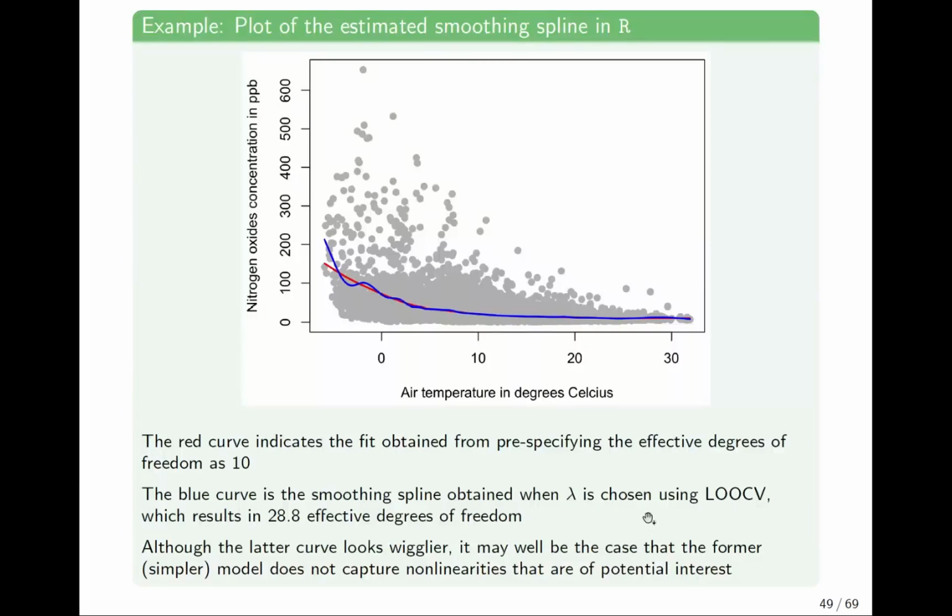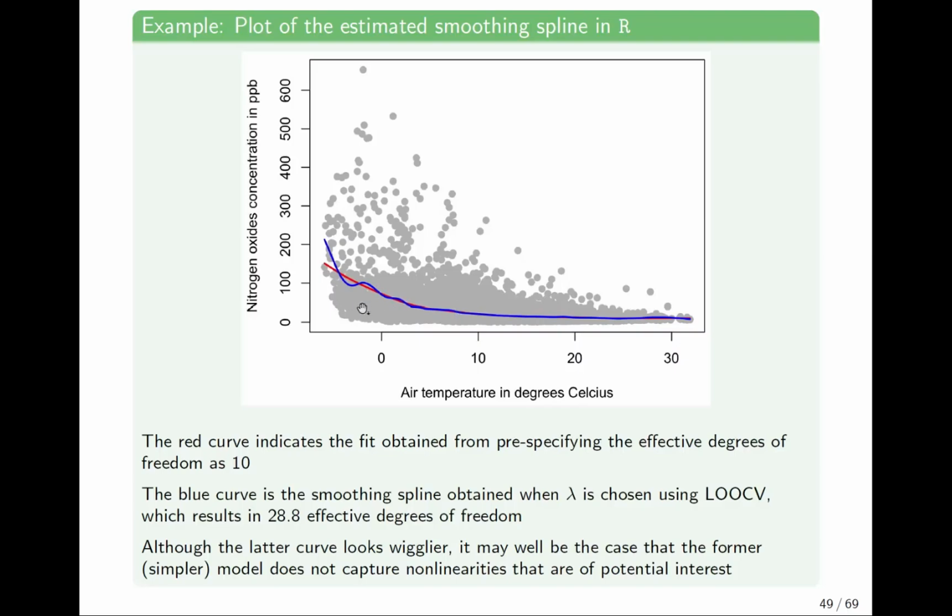We're going to plot the data in the usual way, and this is the plot we get, the estimated smoothing spline. In this diagram, the red curve indicates the fit obtained from pre-specifying the effective degrees of freedom as 10, and it gives us a nice smooth curve. The blue curve is the smoothing spline obtained when lambda is chosen using leave one out cross-validation, which results in a higher amount of degrees of freedom, 28.8. And you can see what that does. It makes the curve wigglier. It's smooth, but it's more non-linear than the curve we get with just 10 degrees of freedom.